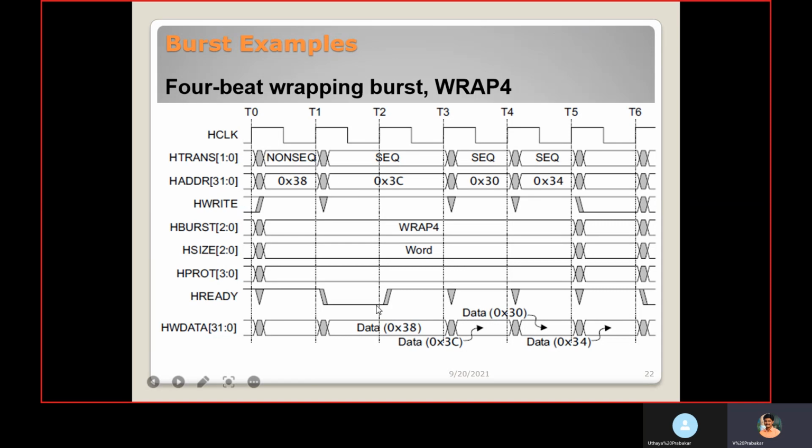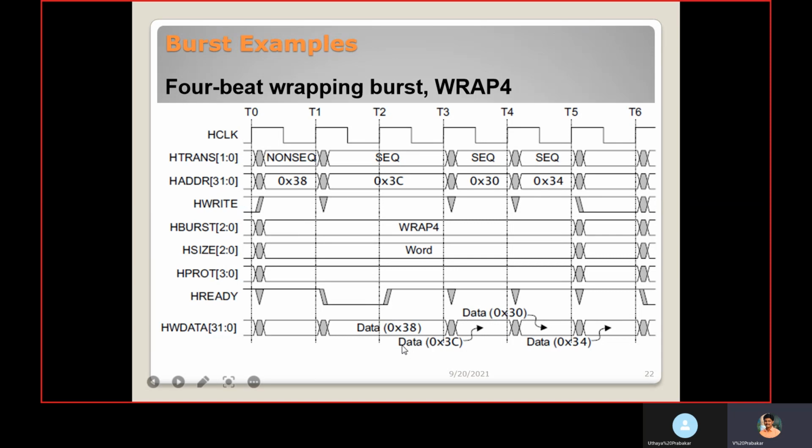Here fetch ready is 0, so it waits for another cycle. Here it is 1, so it is performing the write. This value is written to the 38th location. Then this 3C, again it is performing a write. So this is the data for this 3C.